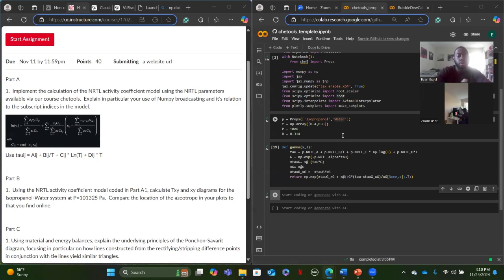And today, for part B, we will be using the NRTL activity coefficient, our gamma, that we found last time from part A1, and calculate the TXY and XY diagrams for our isopropyl water system at a pressure of 101.325 pascals. And then from that, compare the location of the azeotrope of our model in our Python plots to what we find online. So just compare to see if they're similar or not. They should be close to exactly the same. So we will be plotting that out in Python today.